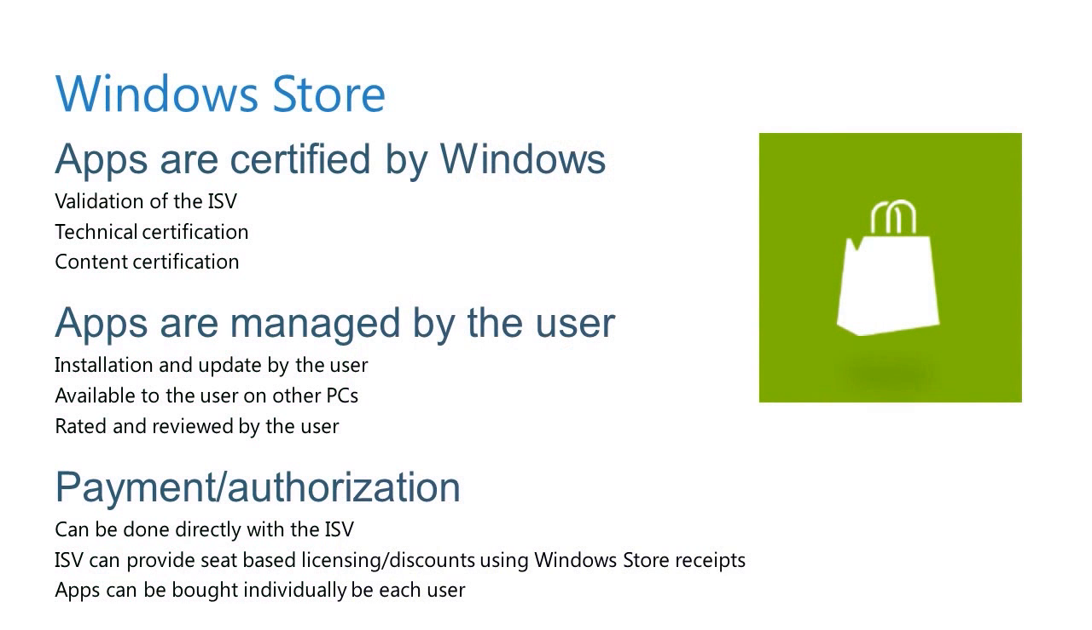Let's dive a little bit deeper around each of these options. Starting out with the Windows Store. It's important to realize that all of the LOB apps that you submit to the Windows Store are certified by Windows. So we do validation of the ISV, of you as the developer. We do technical certification to make sure that the app meets the technical requirements for Windows. This is done by running things through the Windows App Certification Kit.